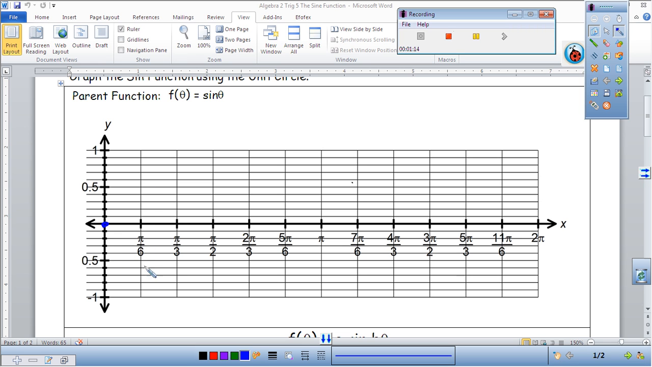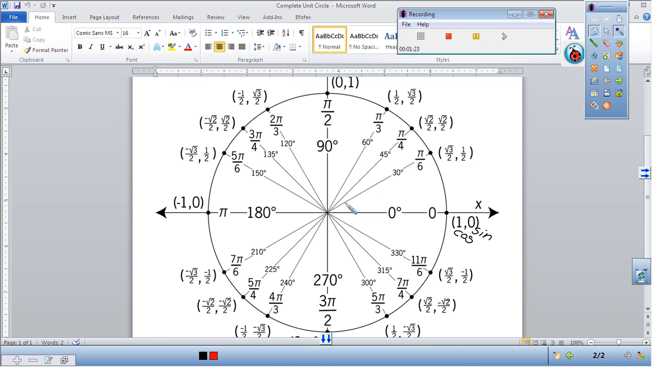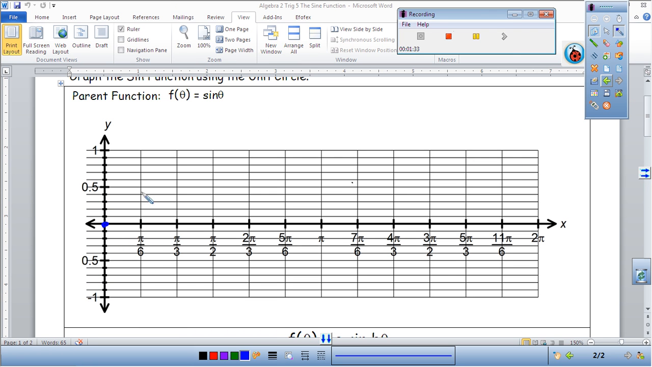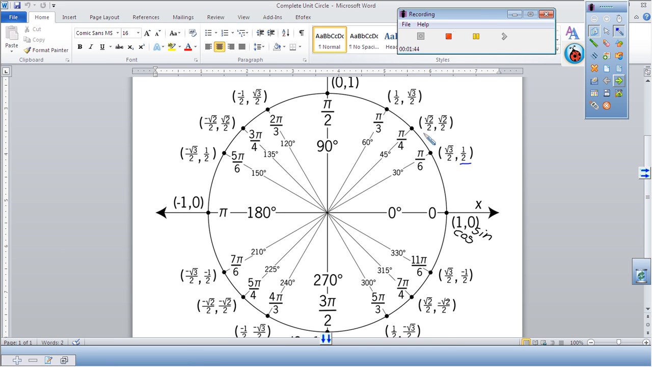So we're going to go to pi over 6 and see what our sine is there. So here's pi over 6. At pi over 6, our sine is 1/2. Then we're going to go to pi over 3. At pi over 3, our sine is square root 3 over 2.